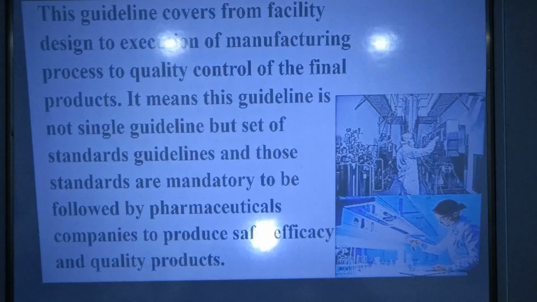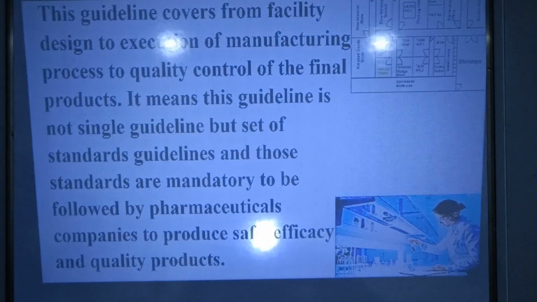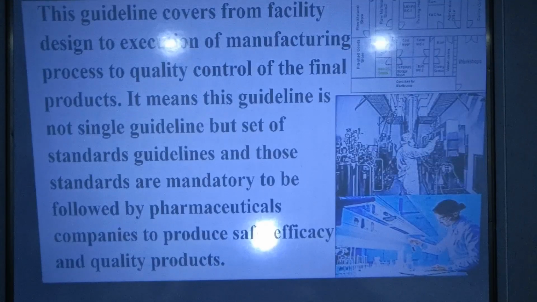This guideline covers everything from facility design to execution of the manufacturing process to quality control of the final products. It means this guideline is not a single guideline but a set of standards, and those standards are mandatory to be followed by pharmaceuticals to produce safe, effective and quality products.